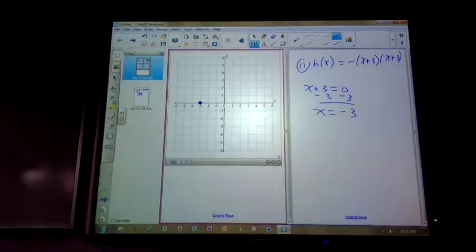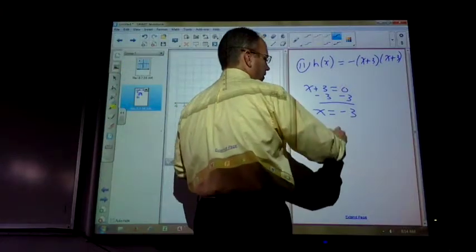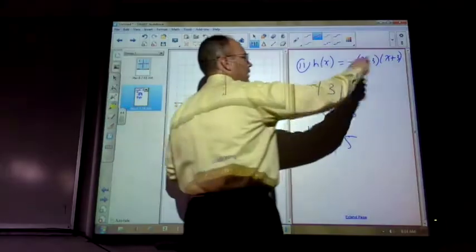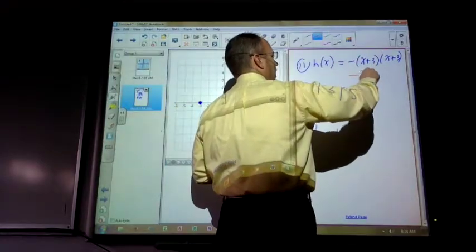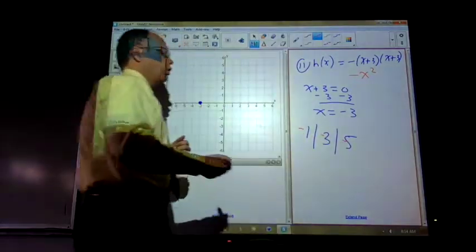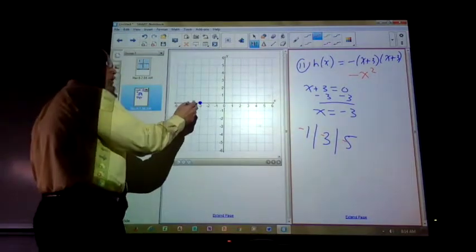If I had multiplied out x plus 3 and x plus 3, what would my a value be? Negative 1, good. So this is a good one to have as far as the growth with the 1, 3, 5. If I were to multiply this whole thing out, this would have come out to negative x squared eventually. So I'm going to have this, this, and this. Okay? So that means I'm going to graph downward.